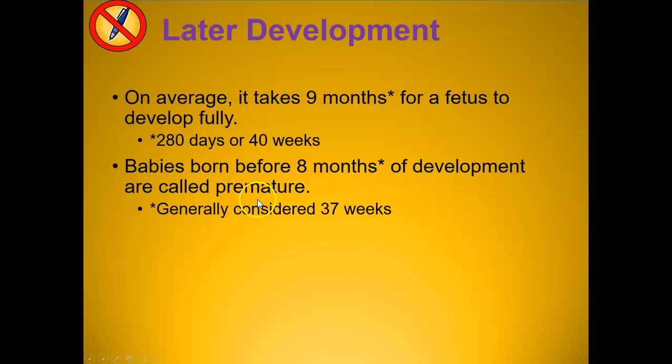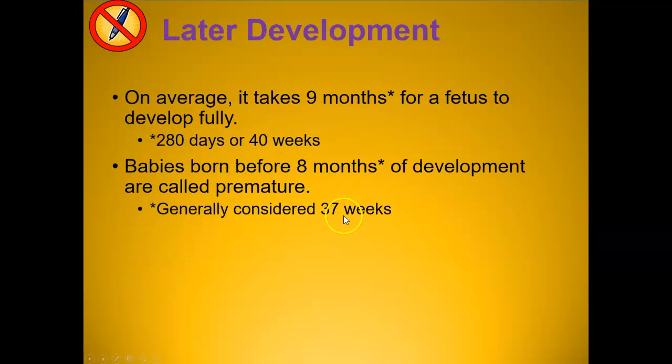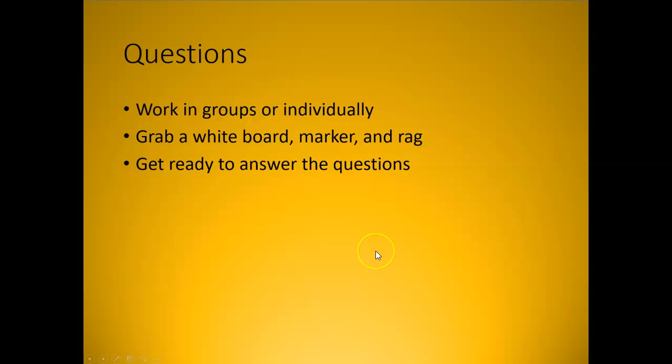Babies born before 8 months, 37 weeks, are considered premature because they may not have their lungs and central nervous system fully developed. They may not be able to regulate their body temperature. They're at much greater risk. And so they're often put into something called the NICU, the neonatal intensive care unit. That's where they'll be monitored, they'll be incubated, and they'll make sure that they're kept warm and everything like that.